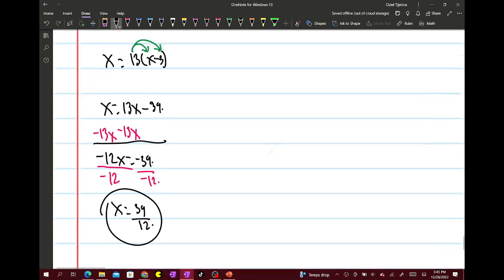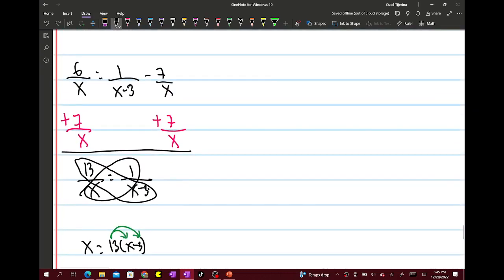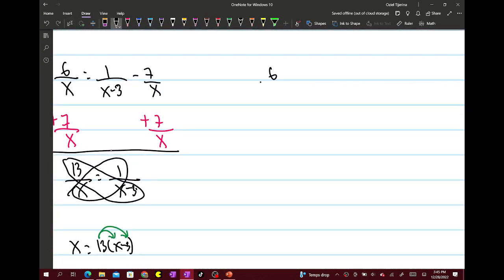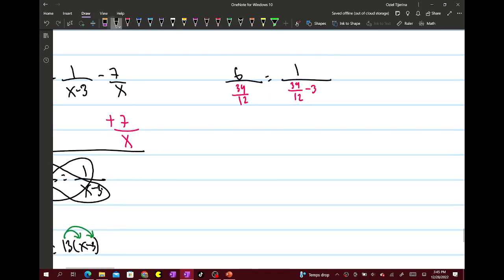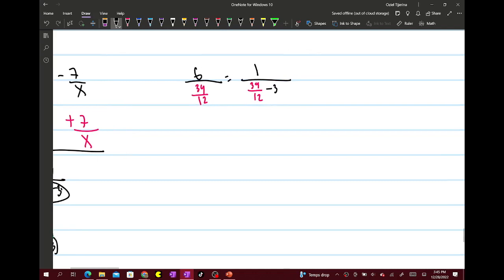And again, we want to check it, right? So we're going to do 6 over 39 over 12 equals 1 over 39 over 12 minus 3, and then minus 7 over 39 over 12.